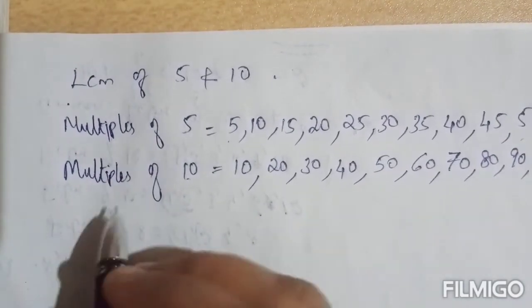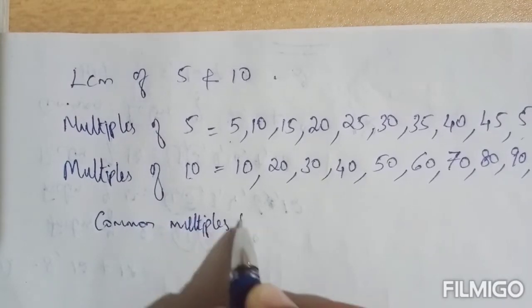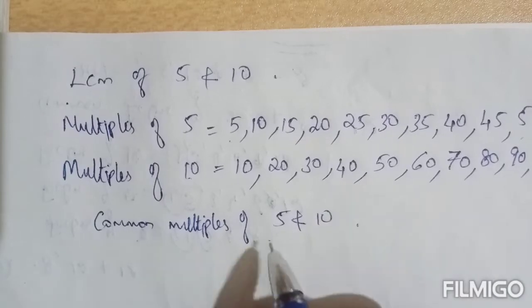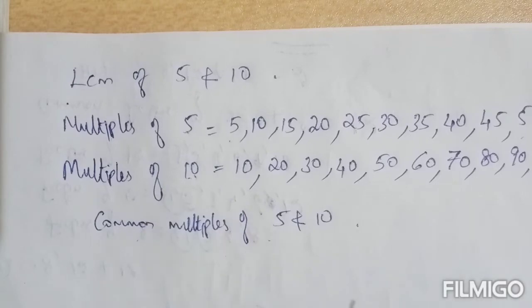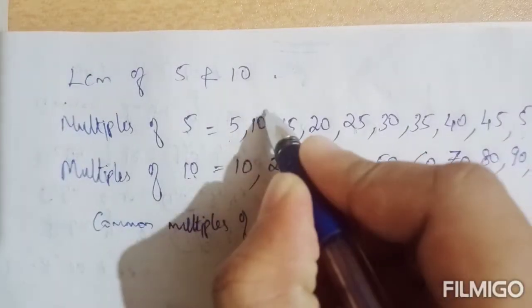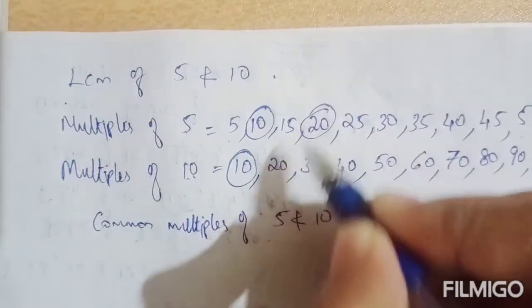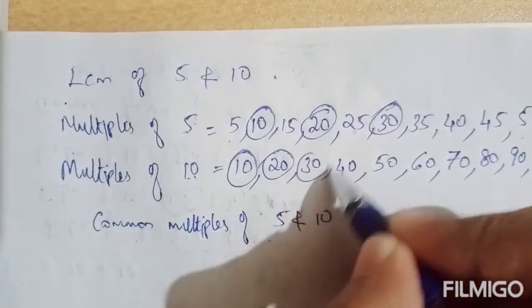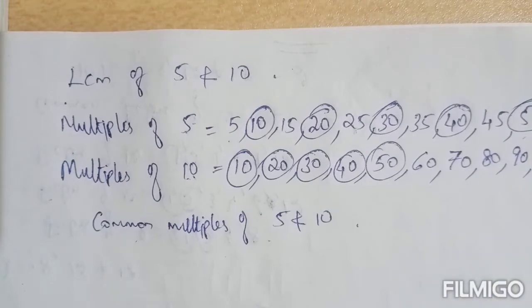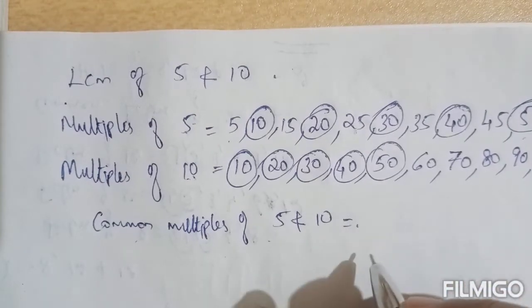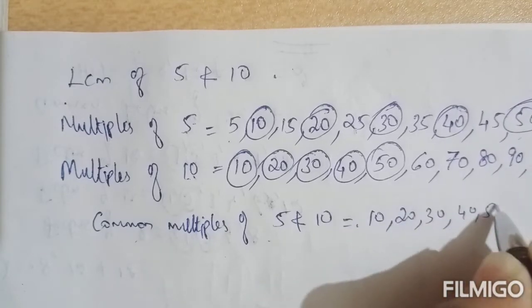Okay. Now, we can find the common multiples of 5 and 10. Common multiples means the numbers that are coming in both the multiples of 5 and 10. Okay. So, you can see here 10 is coming in both. Then 20 is coming. Then 30 is coming. 40 is coming. 50 is coming. Okay. So, you can write common multiples of 5 and 10 are 10, 20, 30, 40, 50, etc.